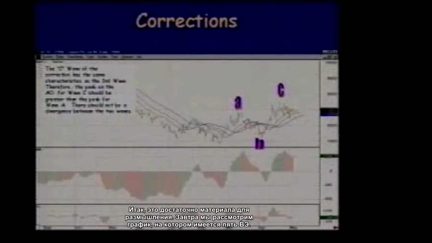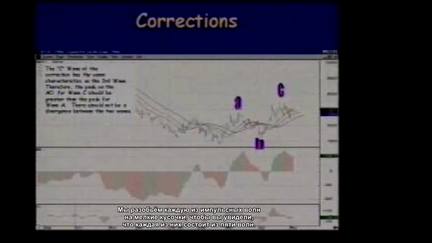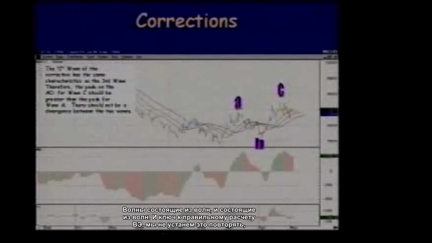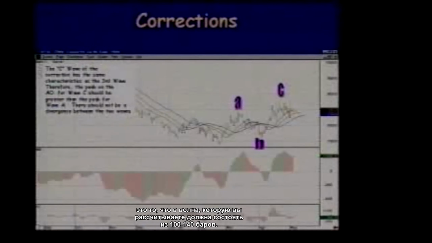What we're going to do tomorrow, the 5th day of week 9, is we're going to take a chart that has 5 waves in it, 5 Elliott waves, and we're going to break each one of those impulsive waves down so that you can see the family resemblance, and you can see that there are 5 waves within each impulsive wave. They're waves within waves within waves, and the key to counting Elliott waves accurately, which we'll repeat over and over again, and when you come to the personal tutorial here, we'll practice it over and over on every chart, is that the wave count that you are counting must occupy between 100 and 140 bars.